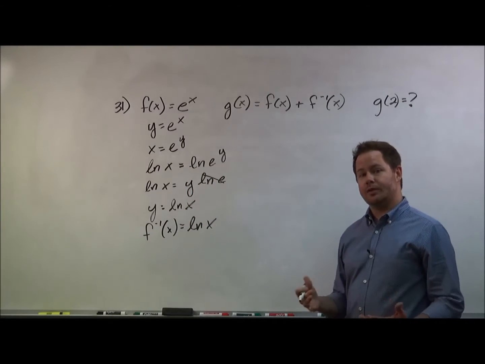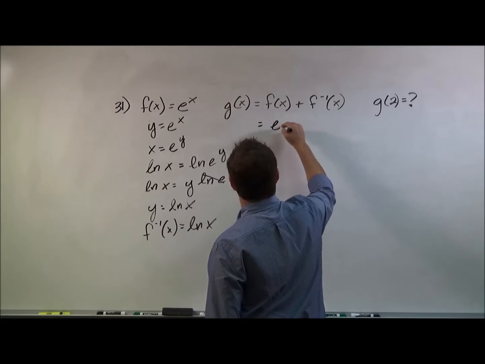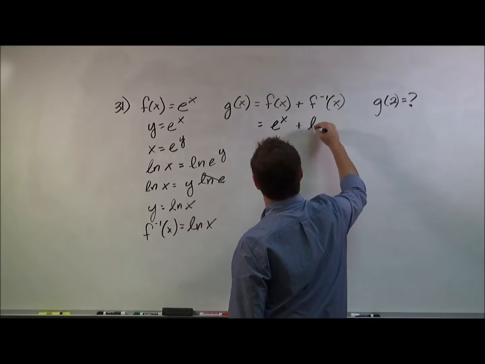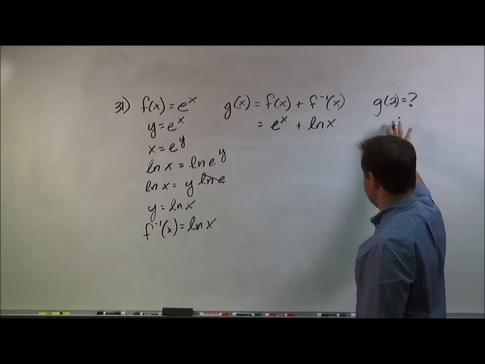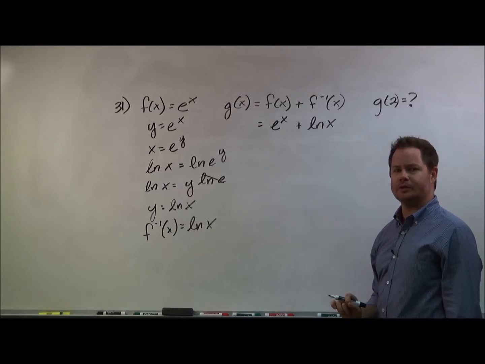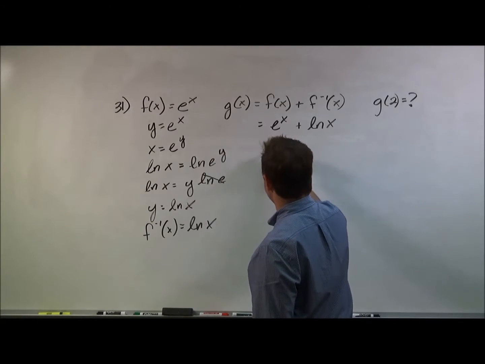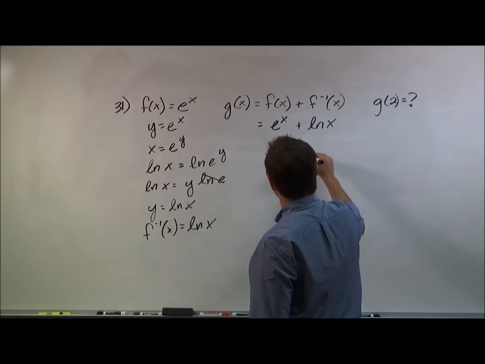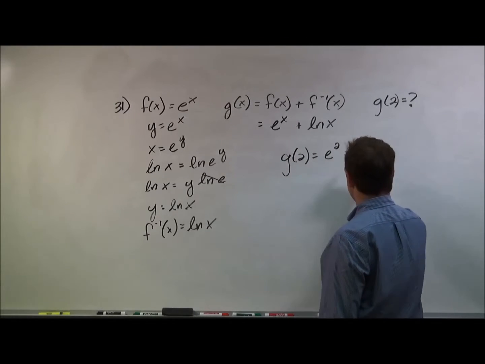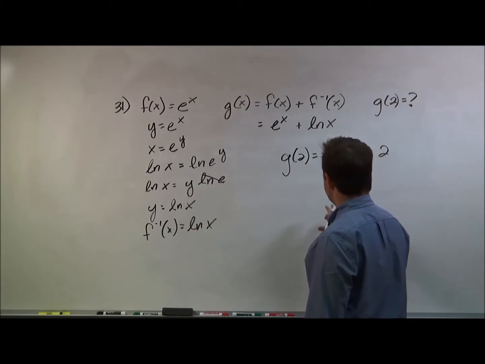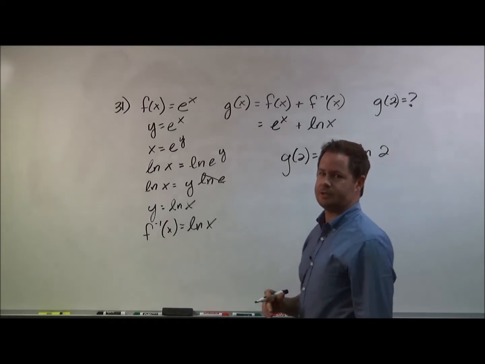So for this, we're going to have f of x, which is e to the x, plus natural log of x, when we plug in those two values. And for g of 2, it just means we're going to plug in a 2 in place of x in each part of this function. So we would have g of 2 equals e squared plus natural log of 2. I don't have the exact decimal on me, so you'll have to plug that into your calculators and make sure that you get it right.